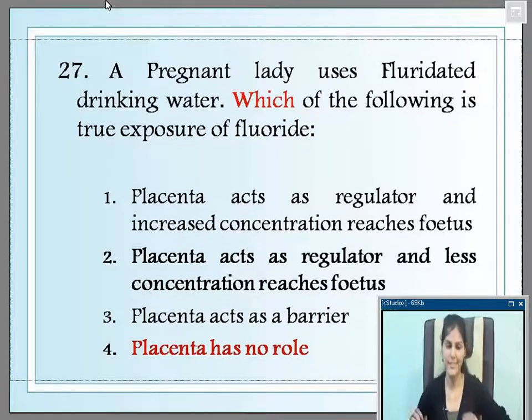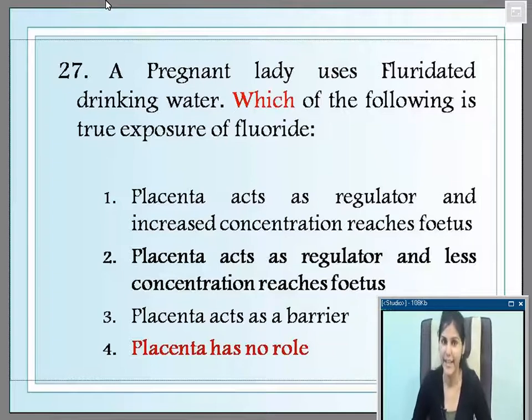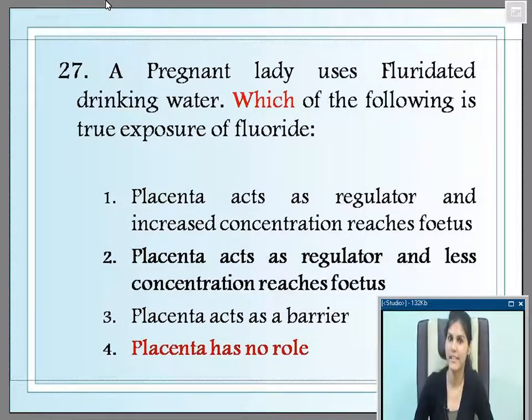Fine. Now this 27th question is a bit controversial. It is asking that a pregnant lady is using fluoridated drinking water, so which of the following is true of exposure of fluoride? Now as you see, I have marked two answers. The red one is what is generally available in literature now. Even in Soben Peter, a book you must be commonly referring, it has concluded that the placenta has no role.